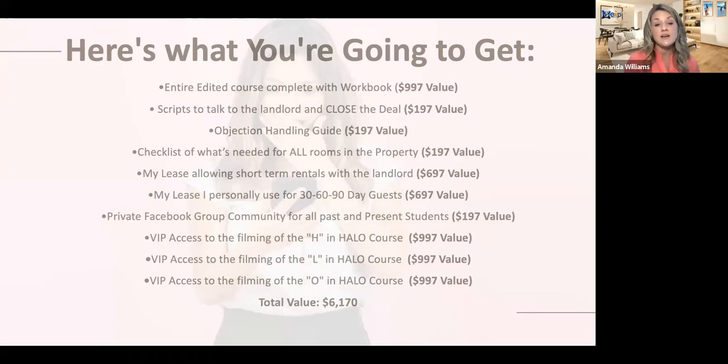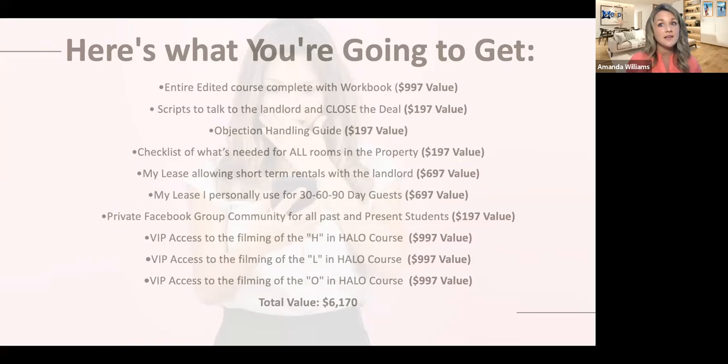And then it's got an addendum in there where, depending on what state you're in, you take it to your attorney in your state and you have them review it and then add whatever addendum they need to make it good in your state. How about that? And then it's also got my lease that I'm using for my clients, my guests that are coming in for 30, 60, 90 days at a time.